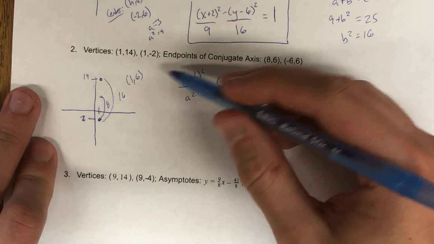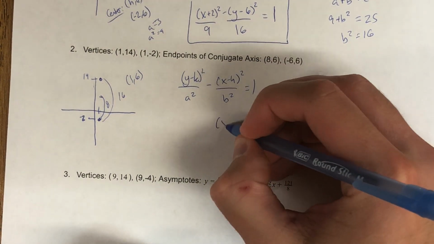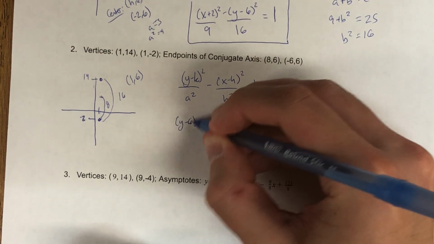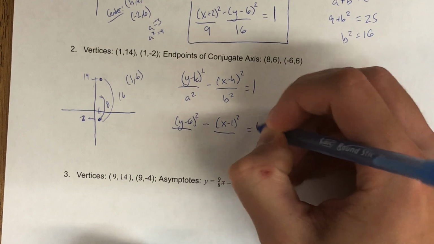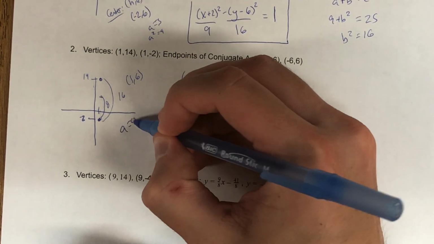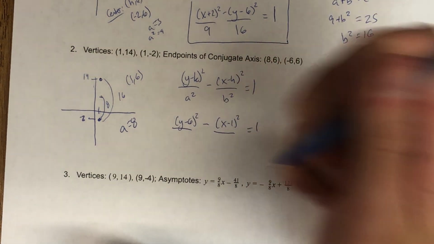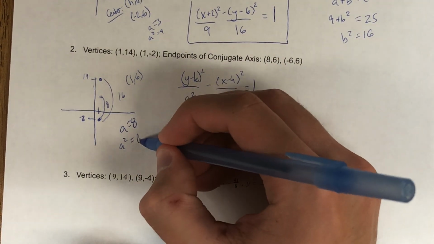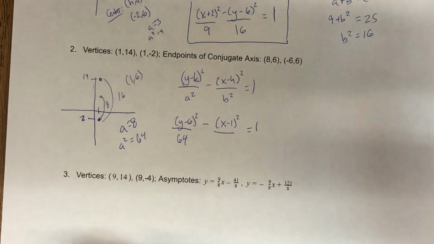Okay. Our center is at (1, 6), so it'll be x minus 1 and y minus 6. A squared is the distance from the center to one of your vertices, which is 8. So that means a squared would be the same as 8 squared, which is 64.